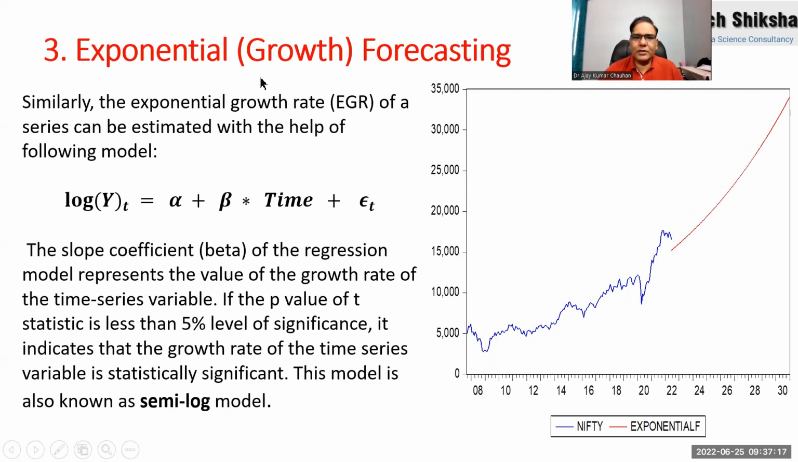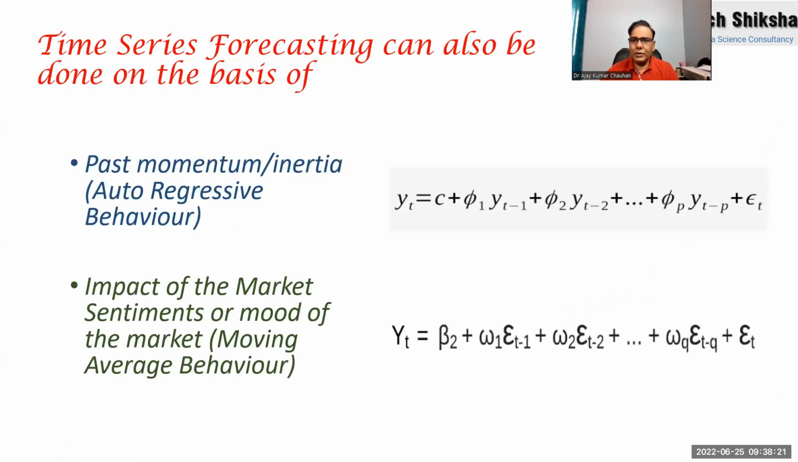The third forecasting we will do is exponential growth forecasting. In exponential growth forecasting, we will take the log of y, alpha plus beta into time, everything is same as in the trend equation. The only thing is that we apply the log of the dependent variable. This is known as a semi-log model because we are taking the log for the dependent variable and not the log in the right hand side. In this equation, beta will represent the growth rate. If your data is monthly data, then beta is the monthly growth rate. Multiplied by 12, it is the annual growth rate. This equation can be used for exponential growth forecasting. Let me complete the three forecasting first, then we will move to the ARIMA.